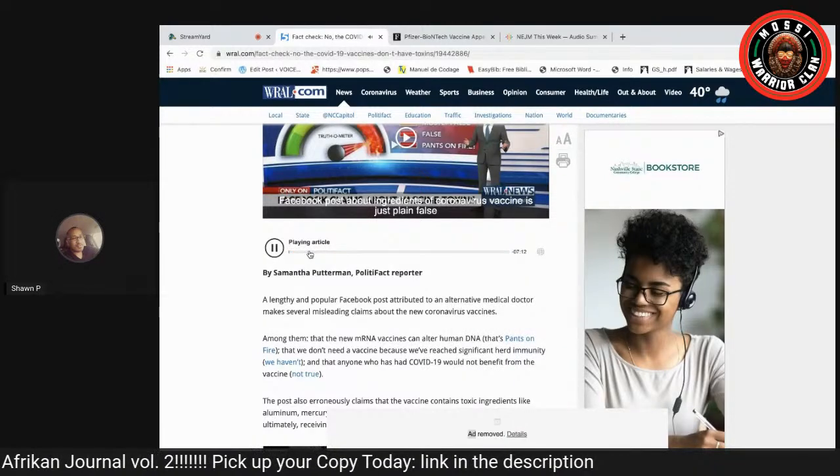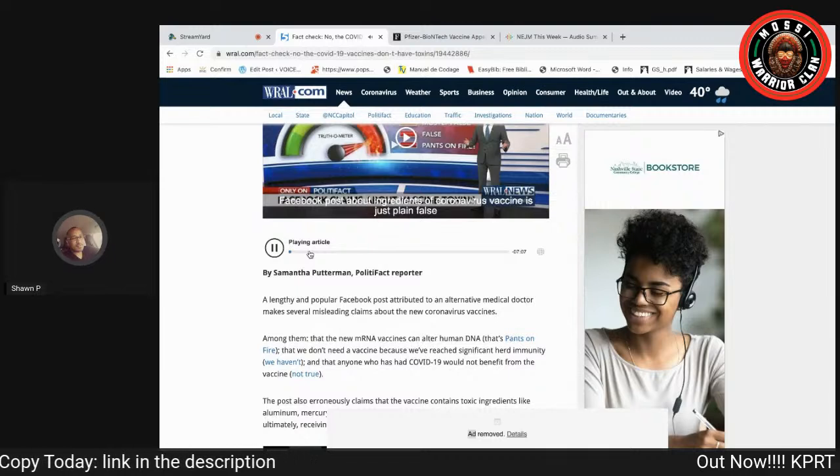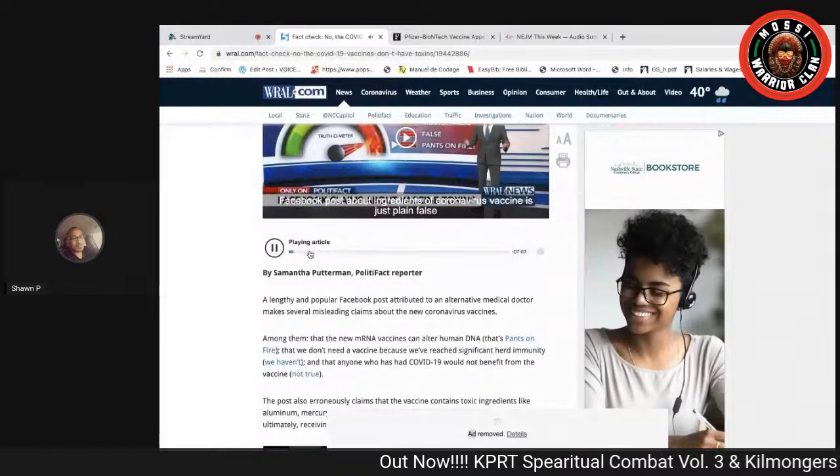Fact check. No. The COVID-19 vaccines don't have toxins. A lengthy and popular Facebook post attributed to an alternative medical doctor makes several misleading claims about the new coronavirus vaccines.